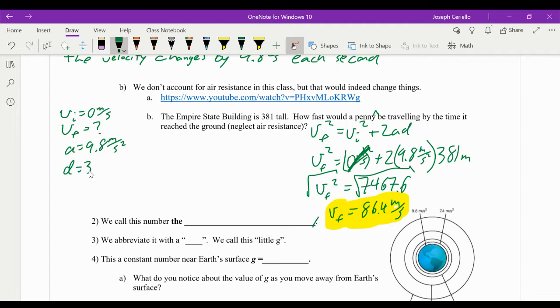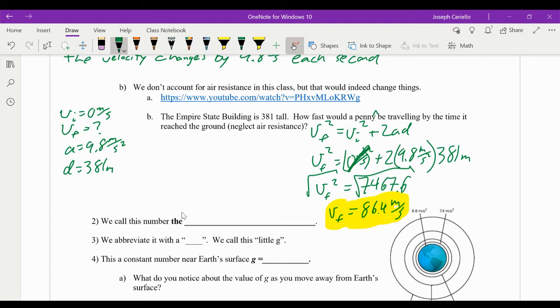D equals 381 meters. All right, so using this equation here, Vf squared equals Vi squared plus 2AD, you can solve for the final velocity of 86.4 meters per second. Now, don't forget, obviously there would be air resistance in real life. Also, why did we use this equation? Because we're not given time. This is the timeless equation.